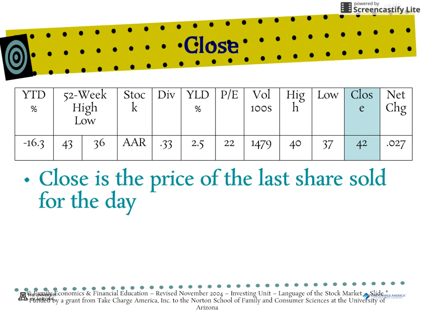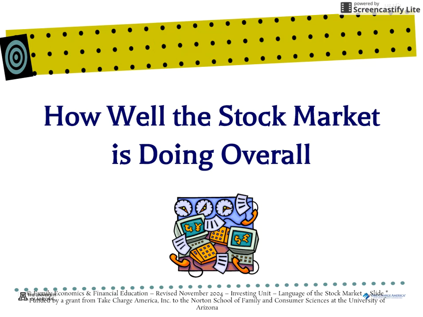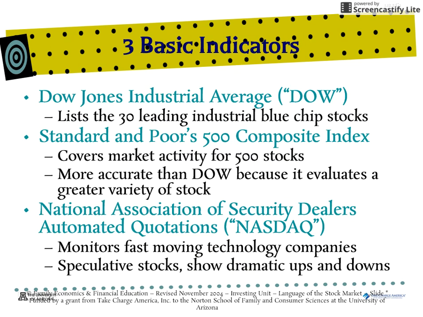Close is the price of the last share sold for the day. So yesterday, the last share, if we were looking at this as if it was today, would have been $42. Lastly is net change, and this is the difference between the closing price of the same share from the prior day to the current day. So how well the stock market is doing overall.